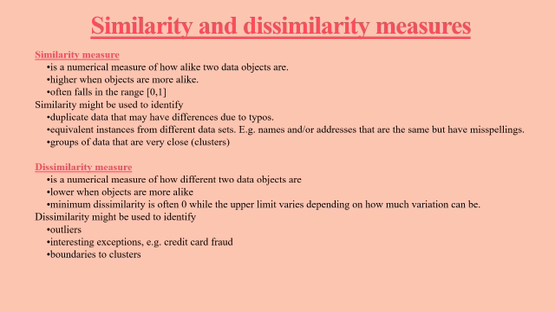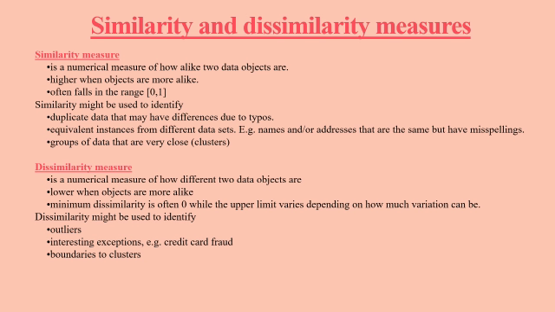The next concept is similarity and dissimilarity measures. So what is a similarity measure? It is a numerical measure of how alike two data objects are. It is higher when objects are more alike. It often falls in the range 0 to 1. Similarity might be used to identify duplicate data that may have differences due to typos, equivalent instances from different data sets, for example names and addresses that are the same but have misspellings, and for groups of data that are very close, that is clusters.